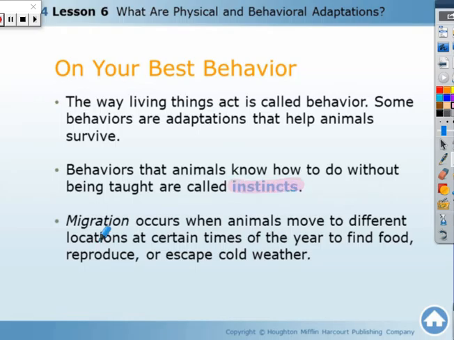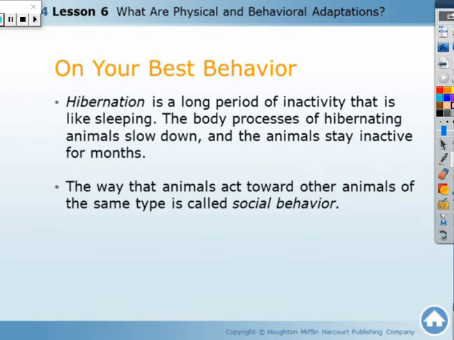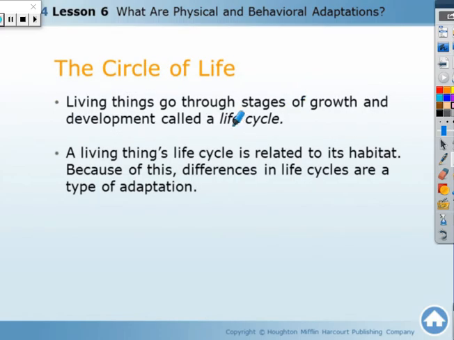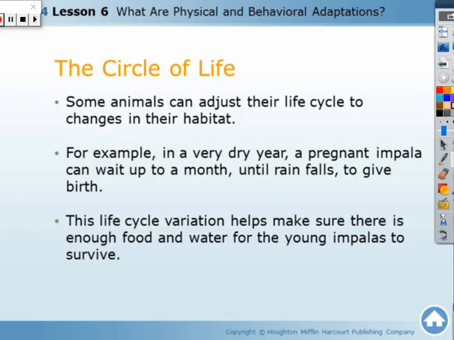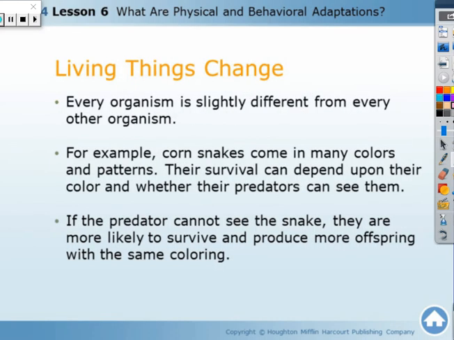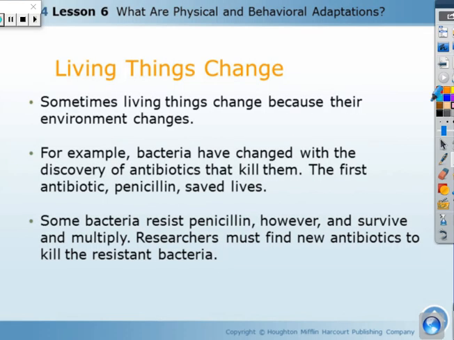Instinct. Migration. Make sure you know what migration means and why they migrate. Hibernation. What happens during that? Social behavior. Life cycle. Video. Go ahead and watch.